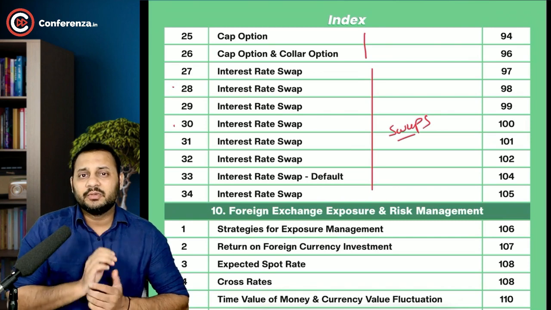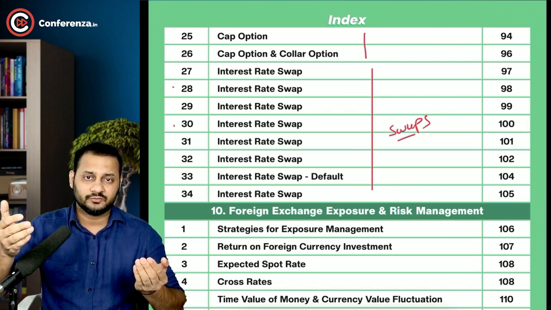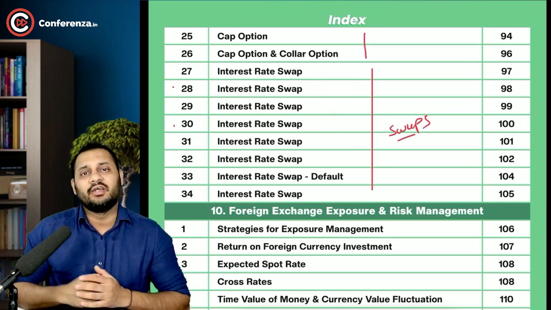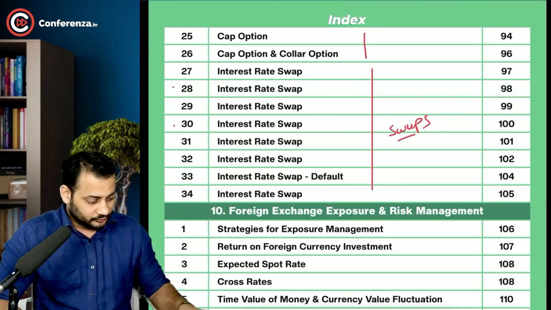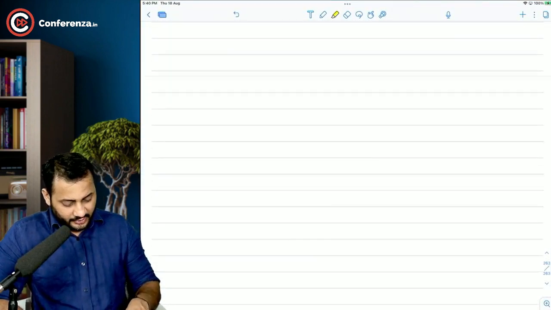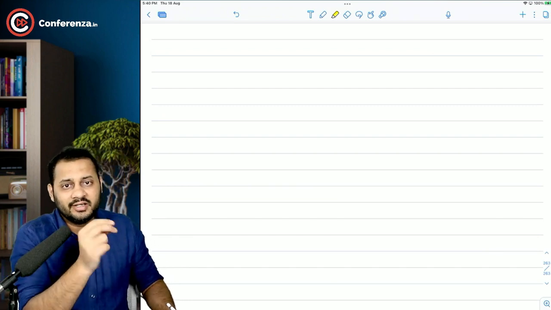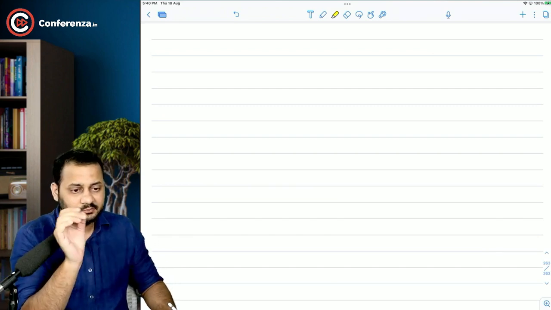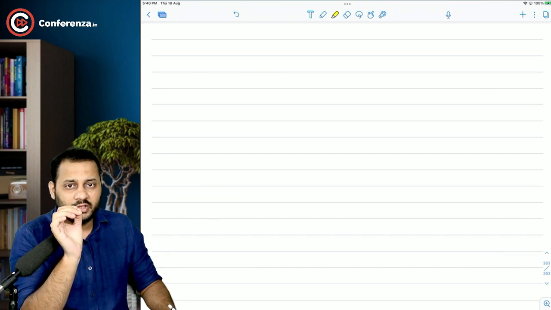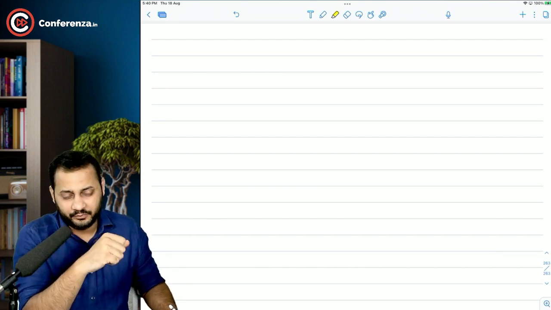The major purpose of the swap is to hedge parties from the risk of interest rate. Now, in order for two parties to enter into a swapping contract, you need to understand that the requirement of both the parties should be opposite.